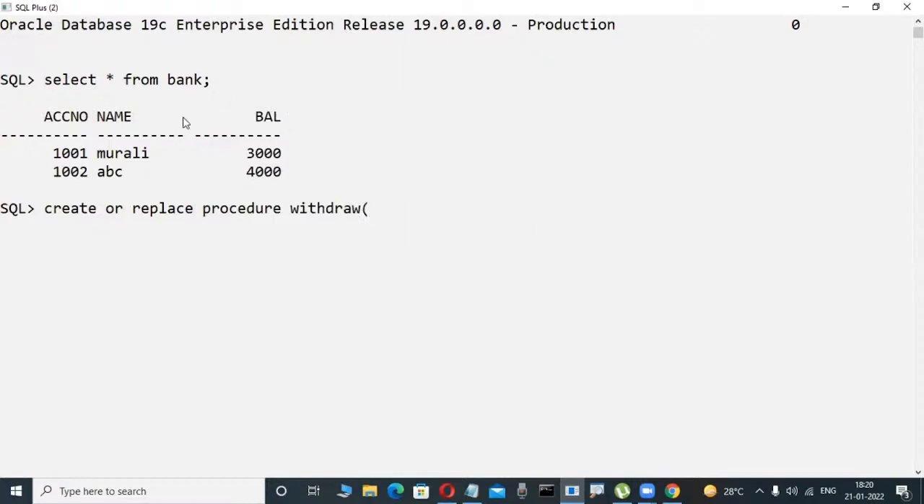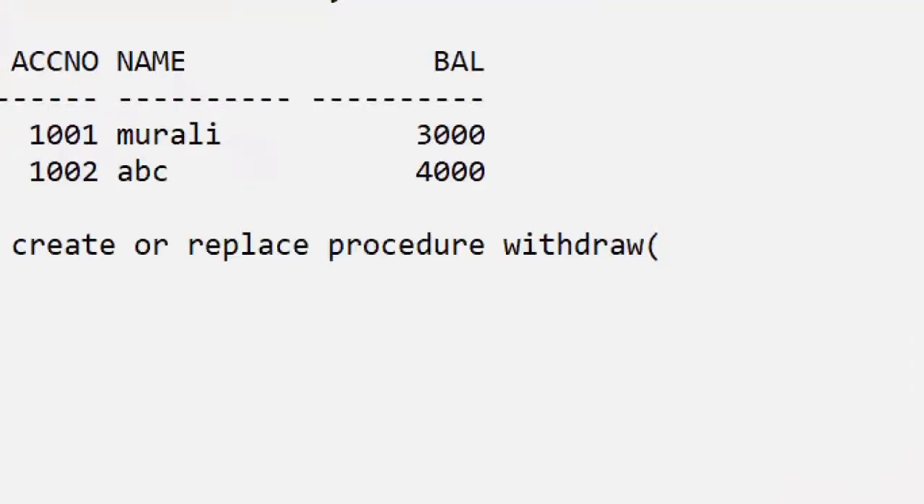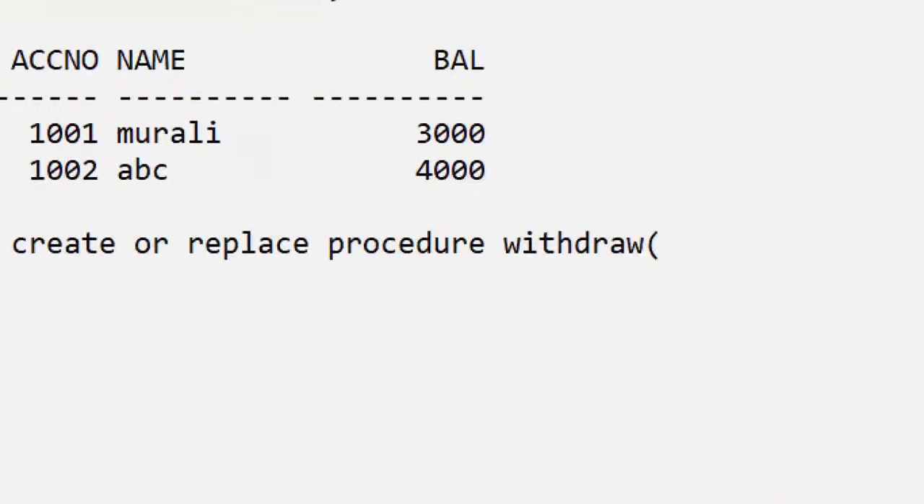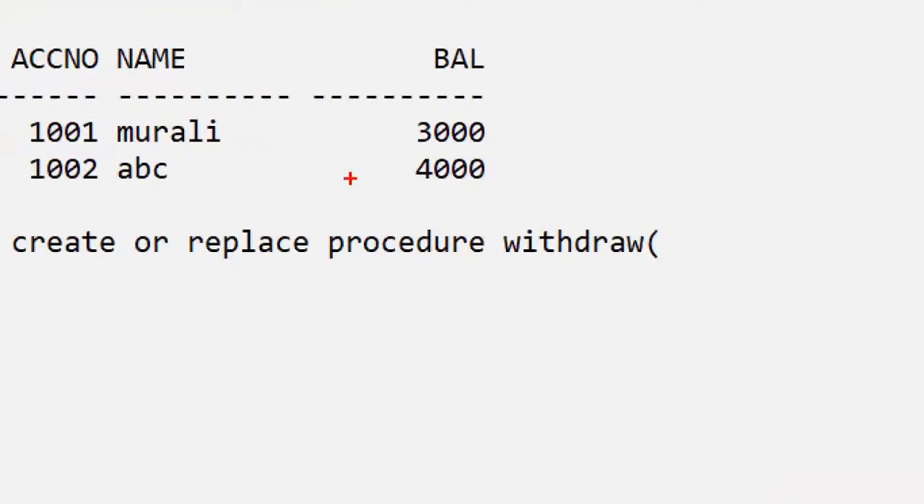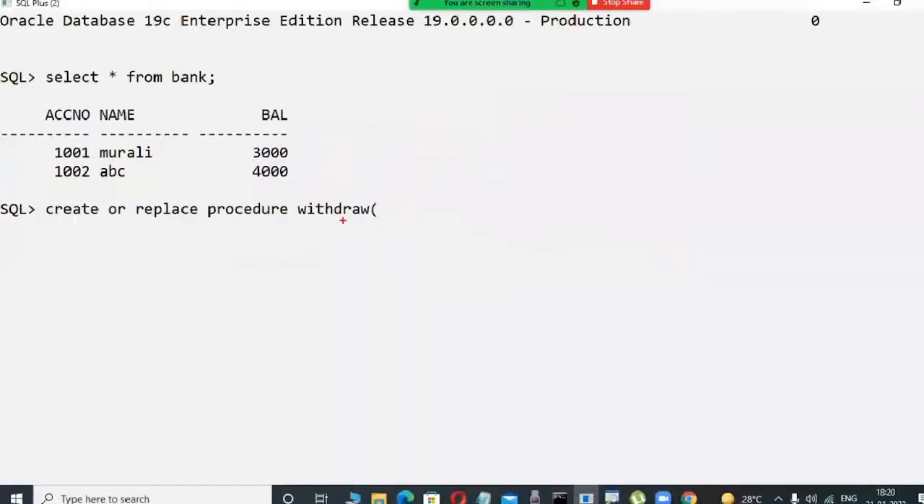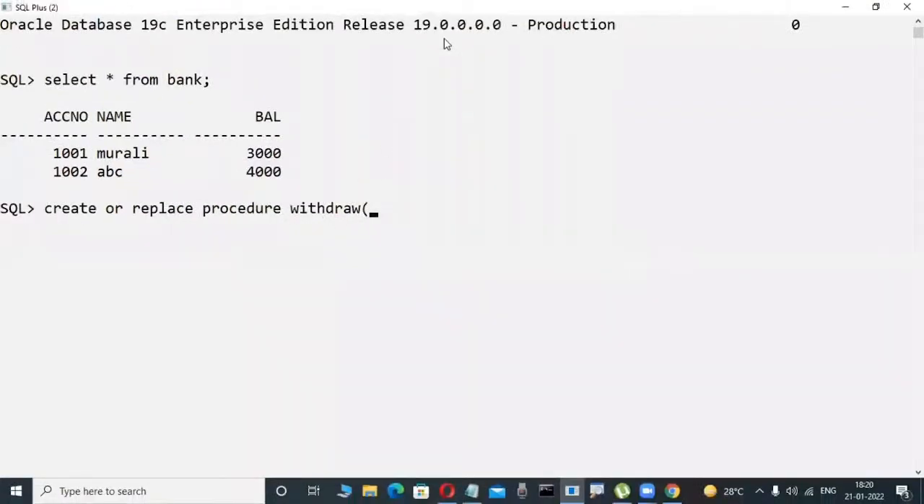Slowly observe here. This is a table. In my project, I try to implement one small scenario only, withdraw. Actually, in real time they write big packages, in this package withdraw, deposit, all the things. But unfortunately, I'm giving only a small task in a procedure. Now here, create or replace procedure withdraw. Suppose here I'm passing an account number. Okay, fine, account number I'm passing.